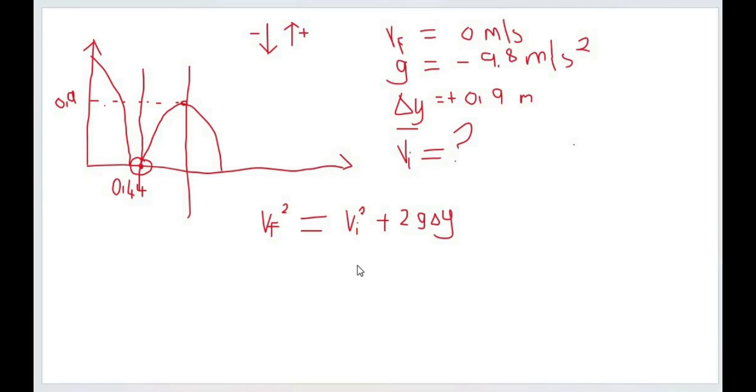Cool. What is our VF? We said it's 0, so you can just say 0 equals, what is our VI? Our VI, we don't know, that's what we are looking for. So you write down V initial squared, and then plus 2 times negative 9.8, and then the change in y. The displacement of your object was 0.9. It's going up, and we said up is positive, so you just write the value as positive, right?